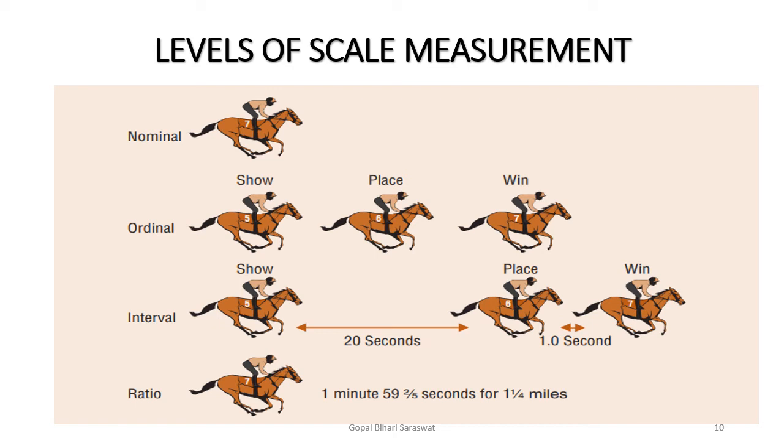The fourth one is the ratio scale. To find out the exact distance or the time taken by a horse to win a race, we need to use the ratio scale. For example, as we are aware, the seventh horse is the winner of the race, but how much time did this horse take to complete the race? So this is 1 minute 59 seconds and it traveled around 1.25 miles. So this is the ratio scale. So this is how the nominal, ordinal, interval and ratio scales are different.